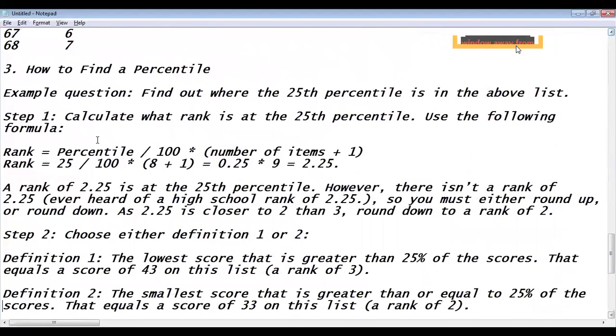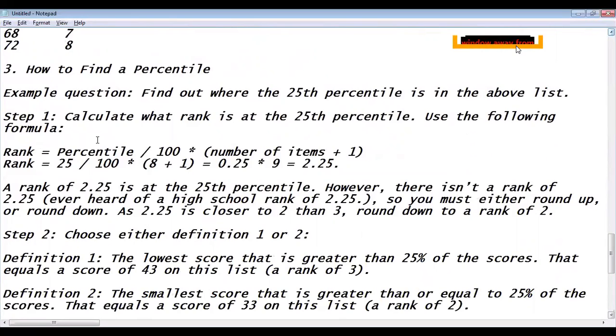However, there isn't a rank of 2.25. The problem is we don't have a rank called 2.25. We have nowhere seen a rank called 2.25, correct? So what do we do? You must either round up or round down, but 2.25 is closer to 2 than 3. So round down to a rank of 2. So this is step 1.